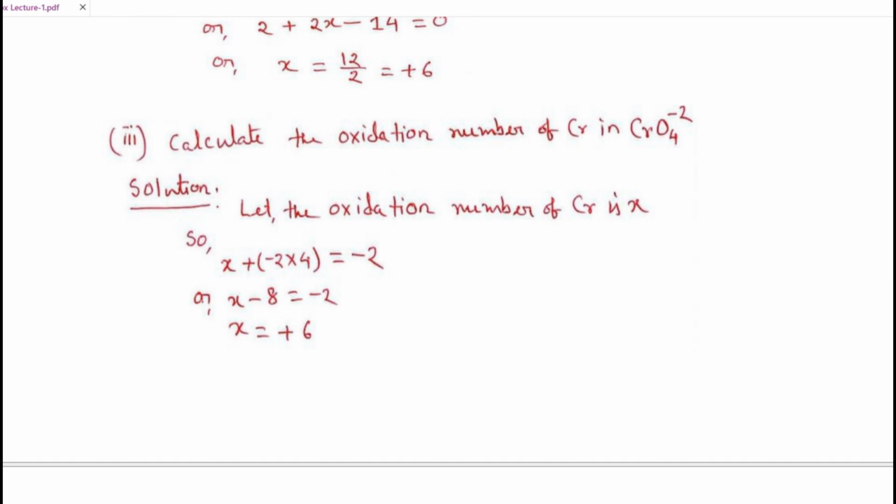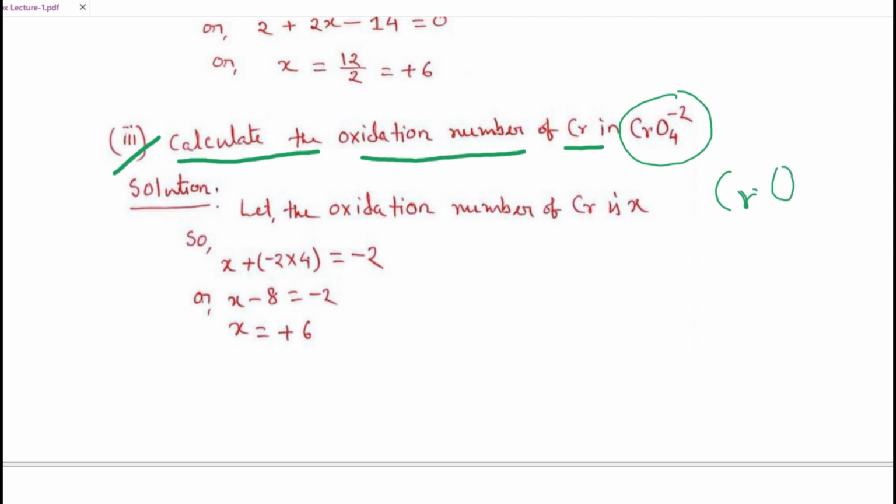Now you see, calculate the oxidation number of chromium in the chromate ion, CrO4 2 minus. Let the oxidation number of chromium be X.